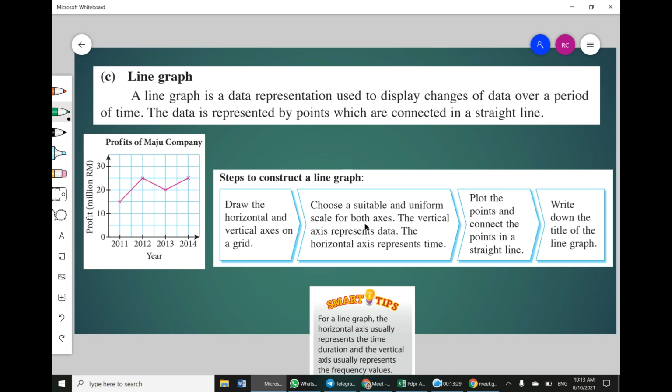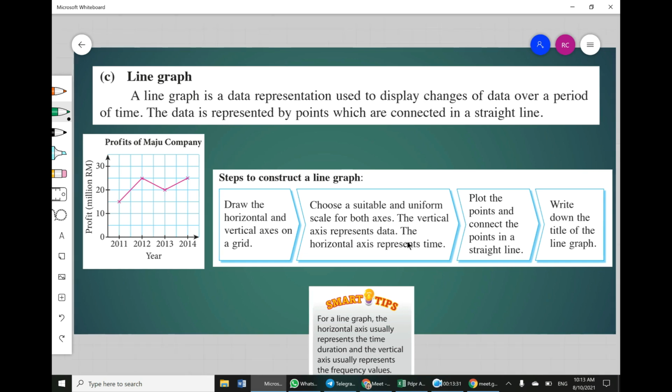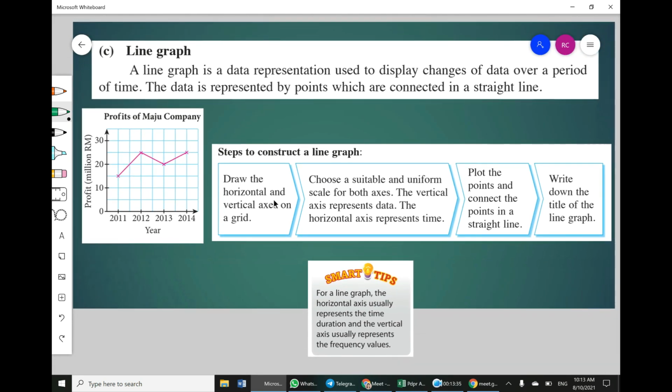Okay, now to draw or construct a line graph over here, we have 4 steps. The first step is you draw the horizontal and the vertical axis on a grid. So we call this horizontal. Okay, you just remember horizon. Horizon meaning that's the place where the sun comes out every morning, right? So horizontal is this line, the horizontal axis. And then we have a vertical line. This is called the vertical axis. Okay, so you draw the horizontal and vertical axis on the grid. So this is the grid that is formed out from the square grid line.